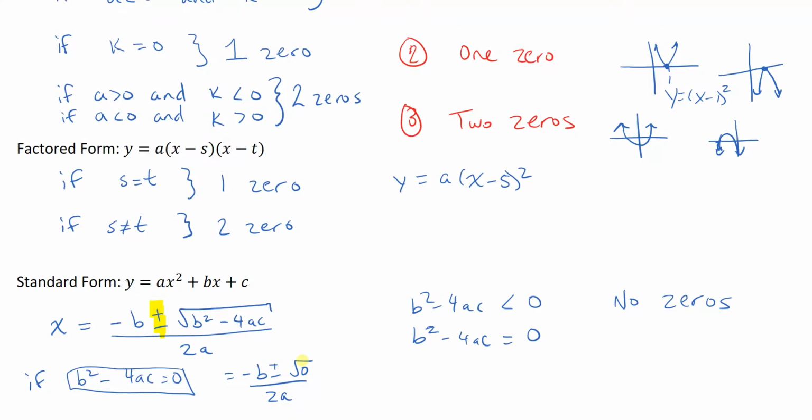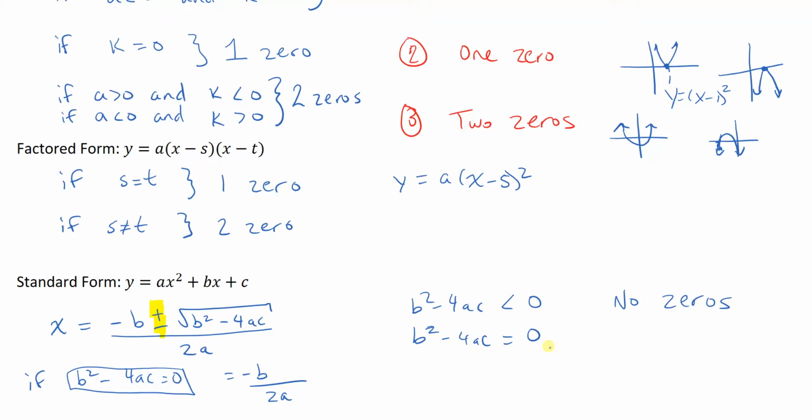Well, what's the square root of 0? It's just 0. So minus b plus or minus the square root of 0 is just minus b. It doesn't matter whether we add 0 or subtract 0. It's just negative b. So we see here that we get only one x-intercept.